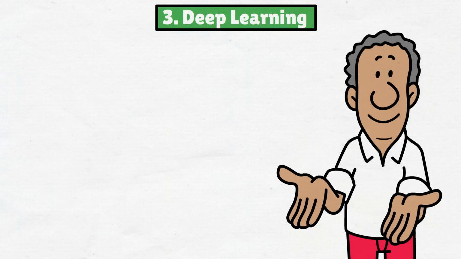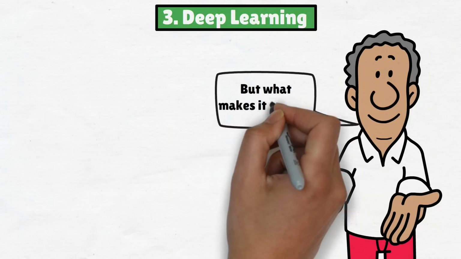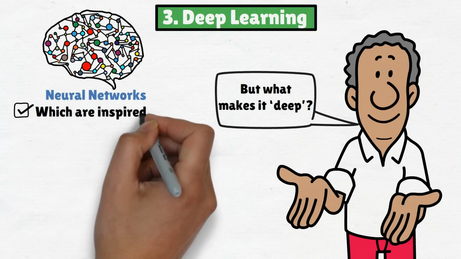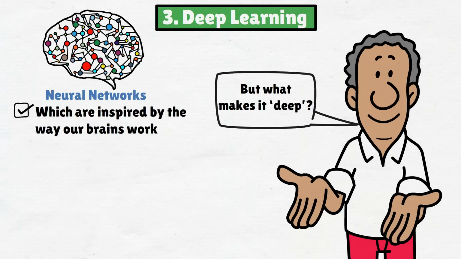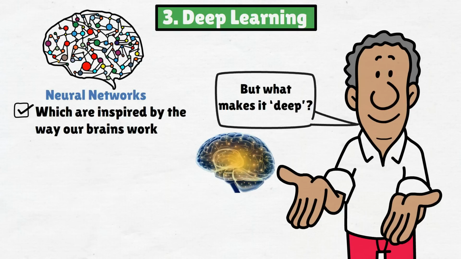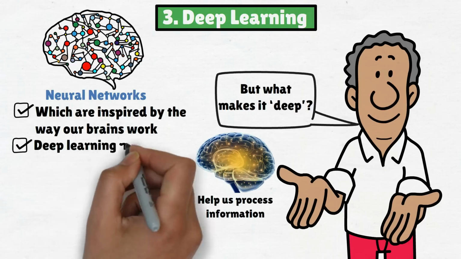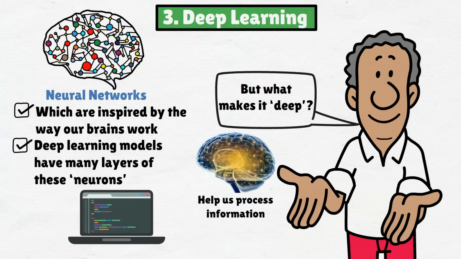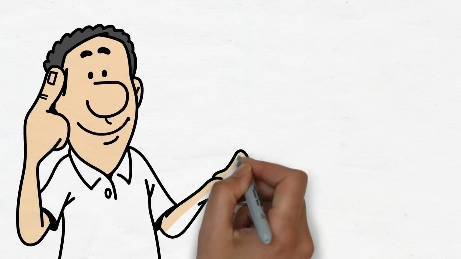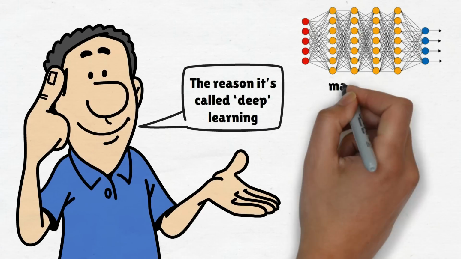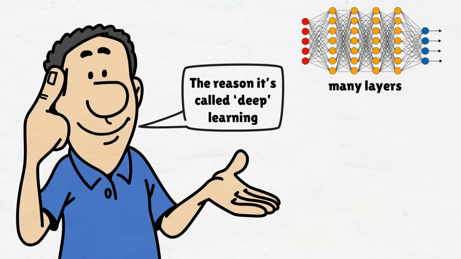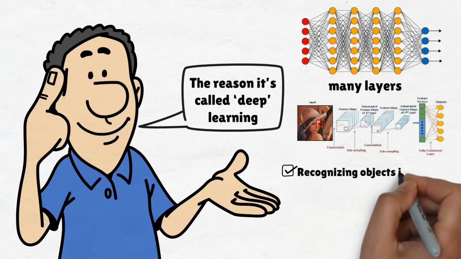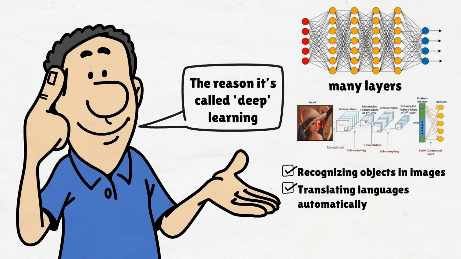3. Deep learning. Now, let's talk about deep learning. This is a special kind of machine learning. But what makes it deep? Well, it's because deep learning uses structures called neural networks, which are inspired by the way our brains work. Just like our brains have lots of interconnected neurons that help us process information, deep learning models have many layers of these neurons that allow computers to process data in a more advanced way. The reason it's called deep learning is because these models have many layers that work together to analyze information. This makes it really powerful for complex tasks, like recognizing objects in images or translating languages automatically.